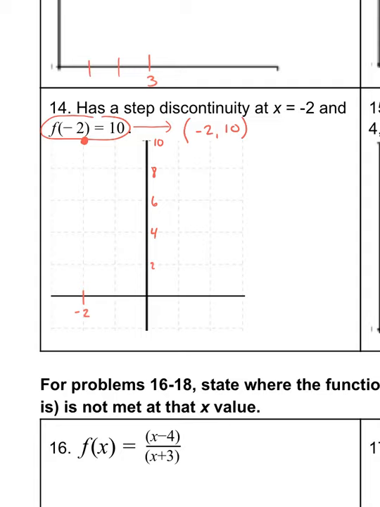All right, and I need a step there. So I'm going to put the graph out here to the left, and then I'm going to go down a little ways. Doesn't matter how far, and I'm going to put in a hole, and I'm going to have the other side going this way. So there's a step discontinuity at -2, so I've got my step. My left and rights are different, and I have this point on the graph right there.